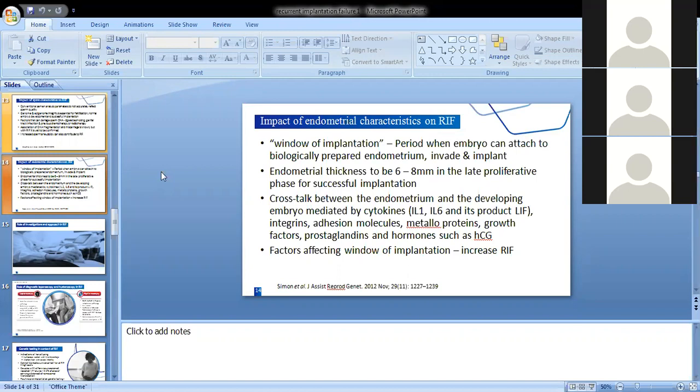Now the age-old wisdom is that in a natural cycle, after the LH surge, the window of implantation starts. Or in a prepared cycle, when we are preparing the endometrium for frozen embryo transfer, it's P+5, that is on the 6th day, that means 5 days after progesterone exposure, that window of implantation starts, and it remains open for another 48 hours, then it closes. That has been the traditional knowledge, and that's how we make our protocols for FET.